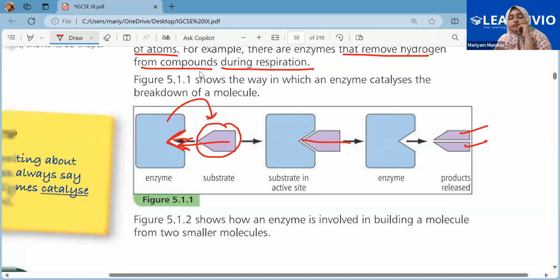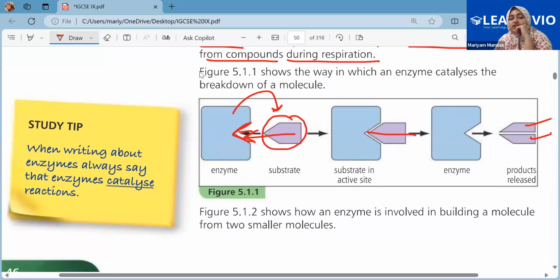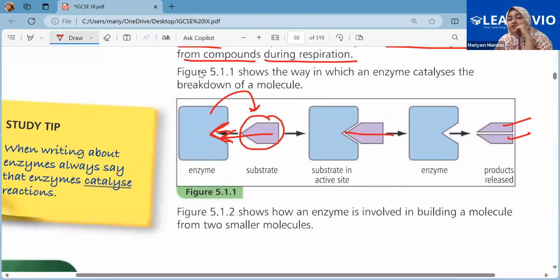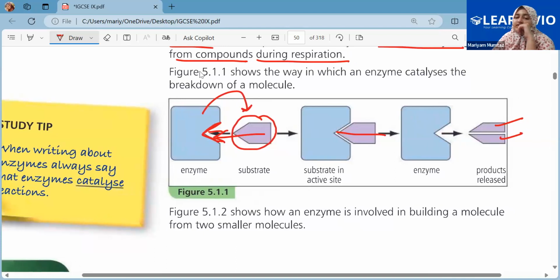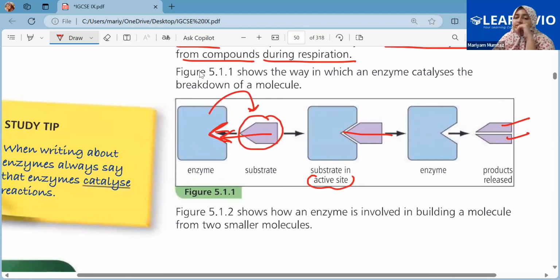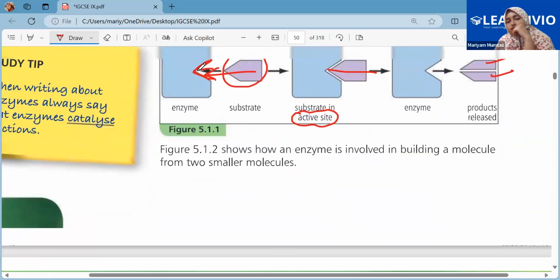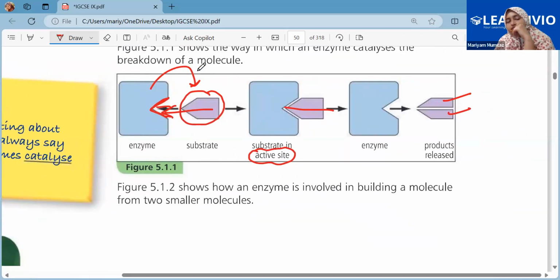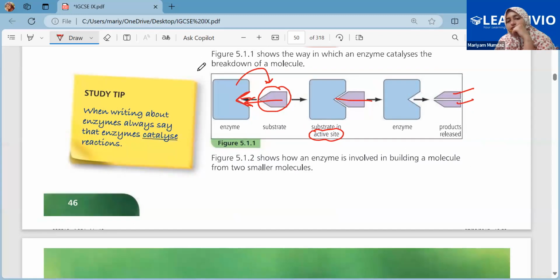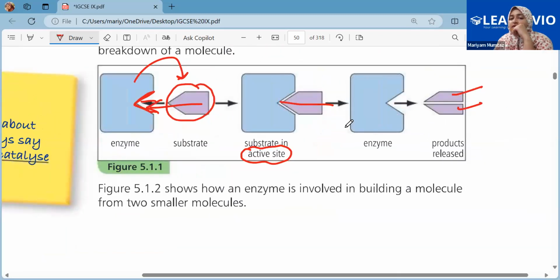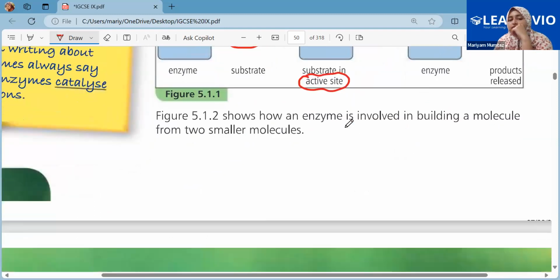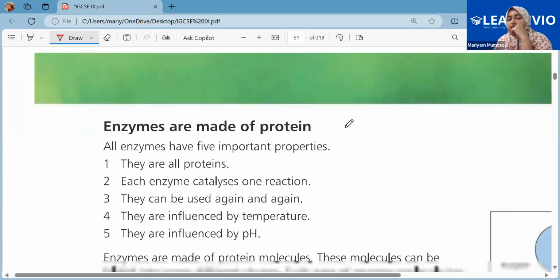Clear? Always remember that enzymes have active sites present. These active sites are the places where the substrate will come and bind. After binding, the product gets released from the enzyme. And the enzyme has no changes in it. The enzyme remains unchanged. Clear?